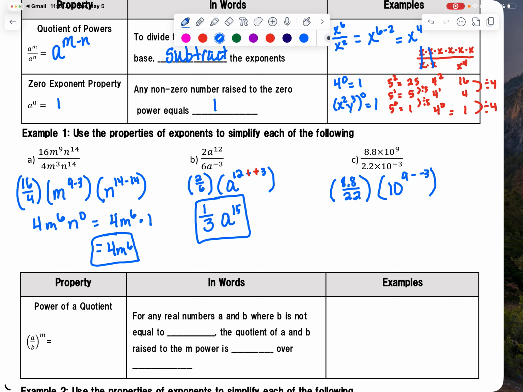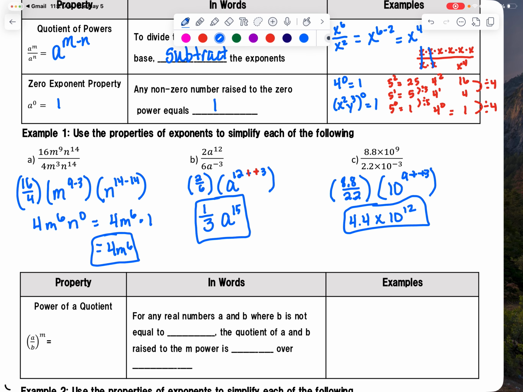And 8.8 divided by 2.2 would be 4.3 times 10. 9 minus negative 3 would become 9 plus 3. So 10 to the 12th power.